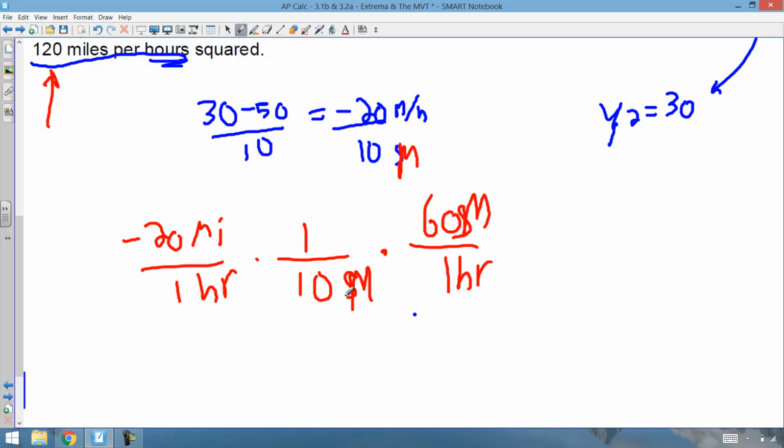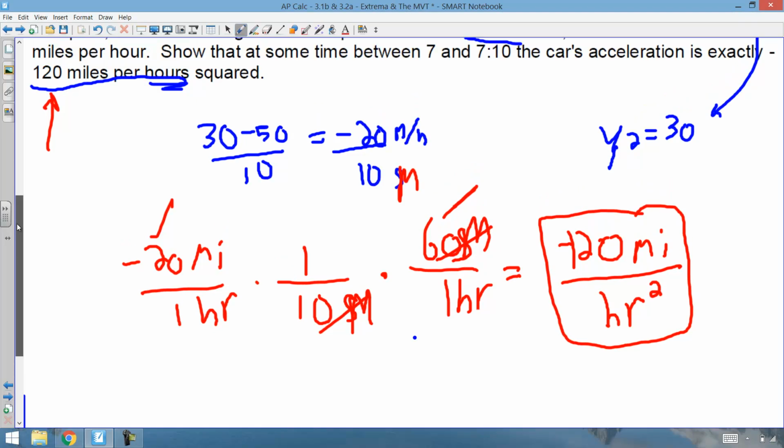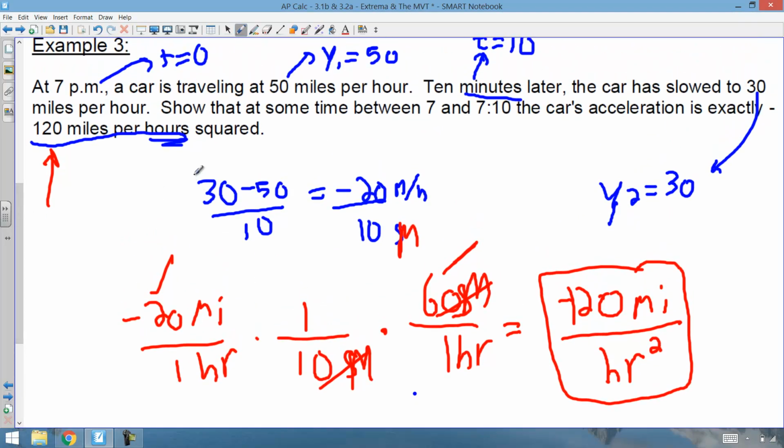And now this will cancel, getting us, I think, negative 120, because I'm going to multiply the 6 right here by the negative 20. So negative 120 miles, because the miles didn't cancel out, per how many hours do I have on the bottom? I have hours, and I have hours again, so I have hours squared. So this is his acceleration or his deceleration in that 10 minutes, right?